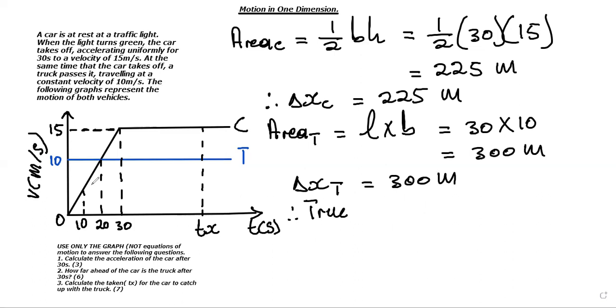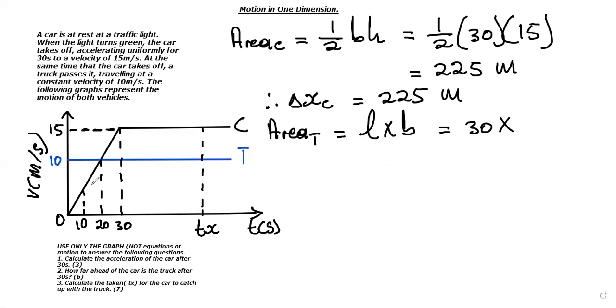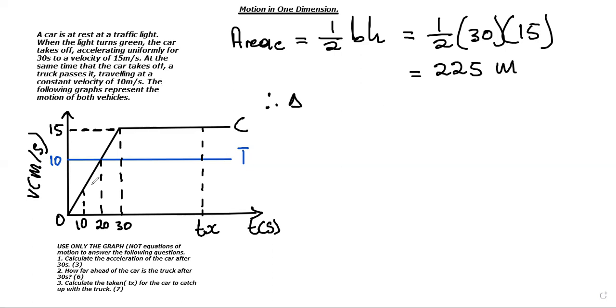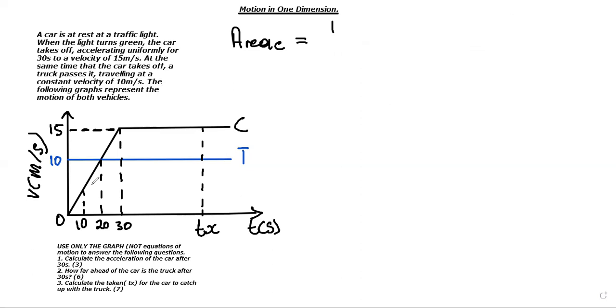This one was 6 marks. So it says, calculate the time taken for the car to catch up with the truck. They tell you that that time will be tx seconds. So what is the meaning of the car catches up with the truck? This means the final positions must be the same. So the final position of the car must be the same as the final position of the truck. That's the condition for the vehicles to catch up.